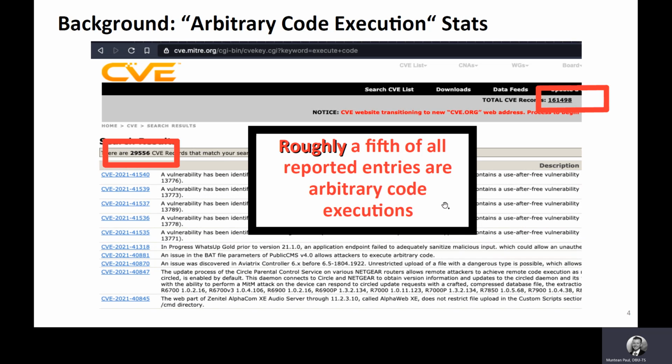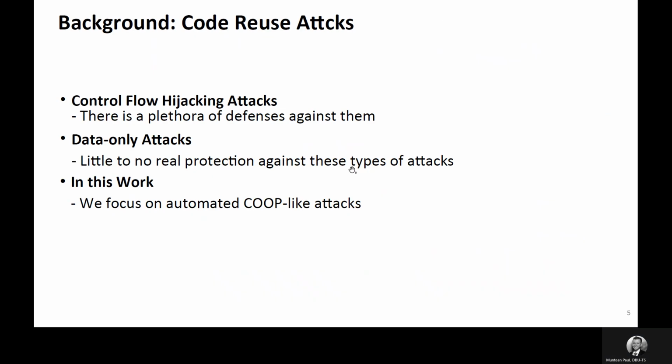But in order to understand how we can protect against this type of attacks, we should first learn how these attacks work in order to devise solutions which work against this type of attacks. So there are control flow hijacking attacks, which basically hijack the control flow of the program. So basically, it doesn't run as intended. And there is a plethora of defenses against them. So people published in the last years many defenses which work and which prove to be very efficient.